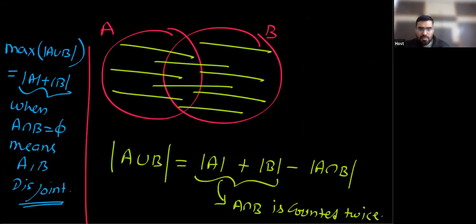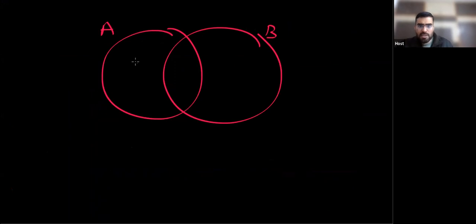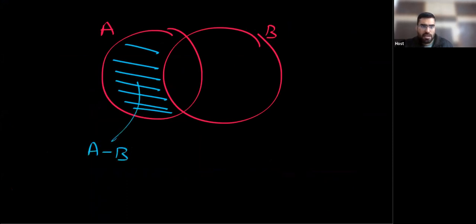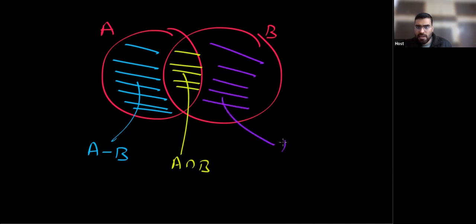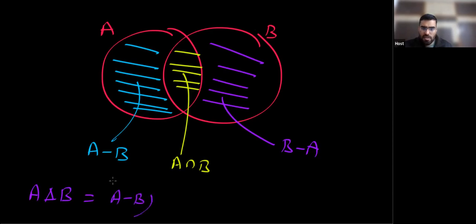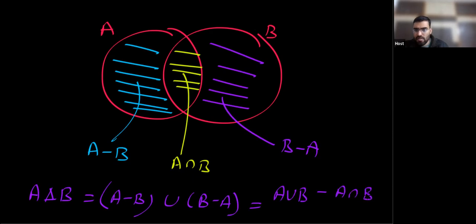Okay. So anyway, you can just check it. Let me just explain what is A minus B. This area is the A minus B area. And you can notice this area is the A intersection B area. And this area is the B minus A area. So finally, what is the symmetric difference? A symmetric difference B is A minus B union B minus A. So finally, that is A union B minus A intersection B. Correct? Because this is the symmetric difference area.